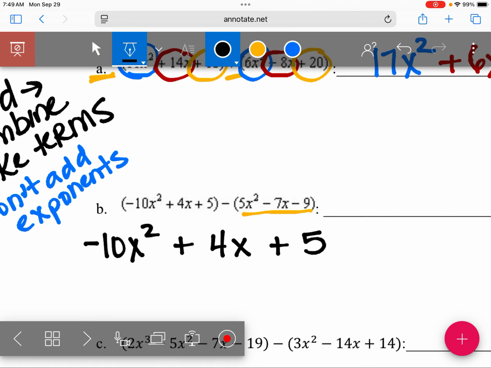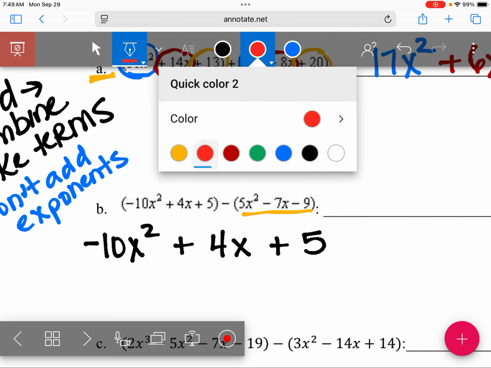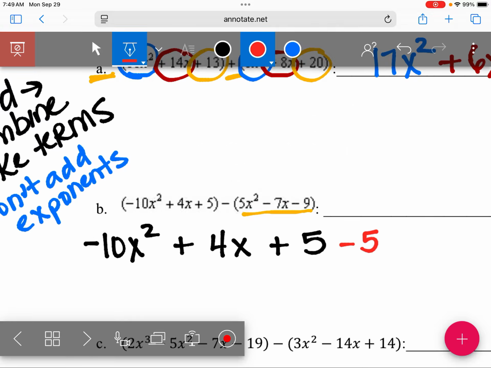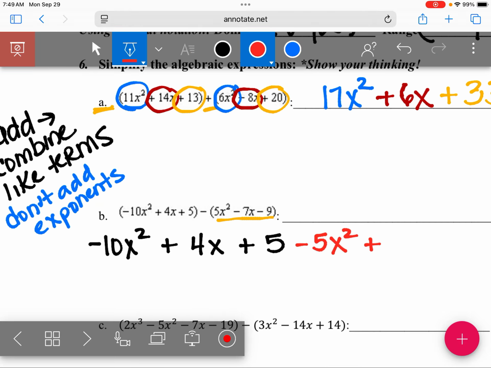So you see how that's a +5x? It's going to change to a -5x squared. And then the -7x is going to change to a +7x. And the -9 is going to change to a +9. Now we can combine my like terms because we've made it an addition question.